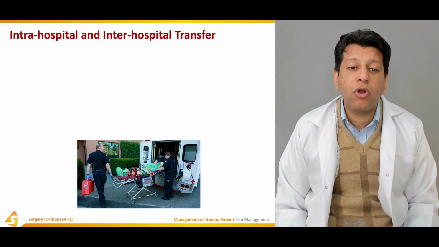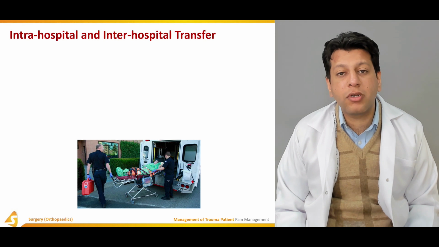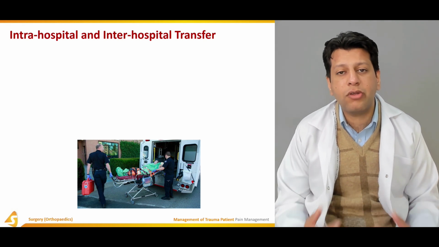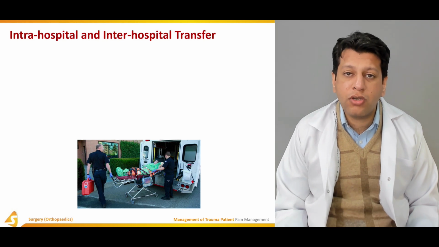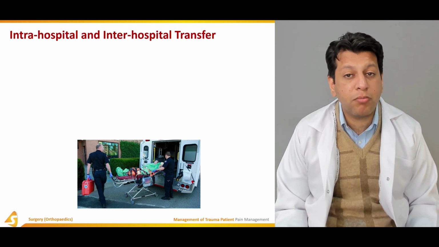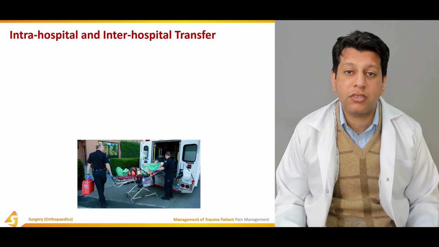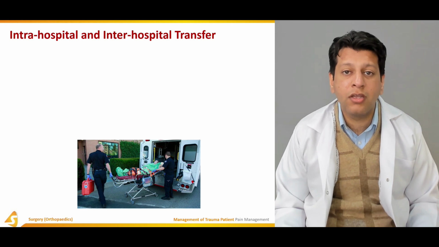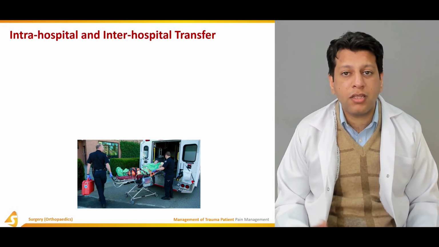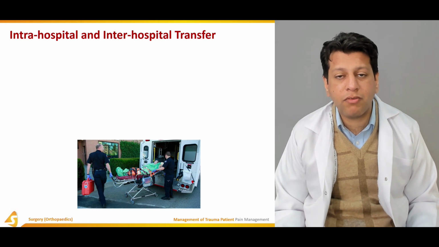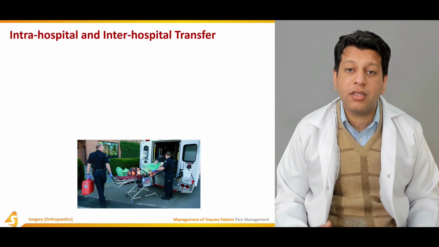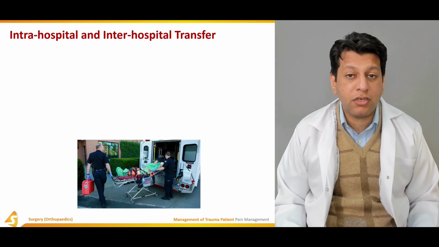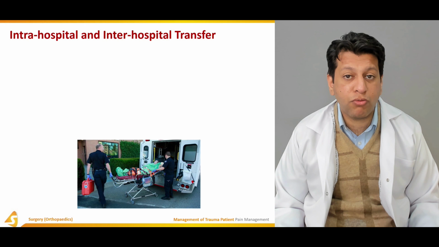Now, there's a term called intra-hospital and inter-hospital transfers. As we discussed in the organization, there may be centers which may not be taking in trauma patients. Then there are level 2 trauma centers which can take some systemic trauma patients as well, who can be managed over there and then referred to the tertiary care hospital. Then there are level 1 trauma centers which can take all types of polytrauma patients.